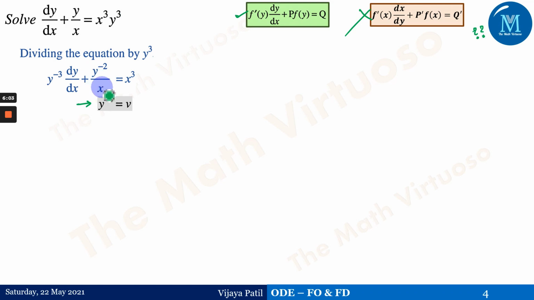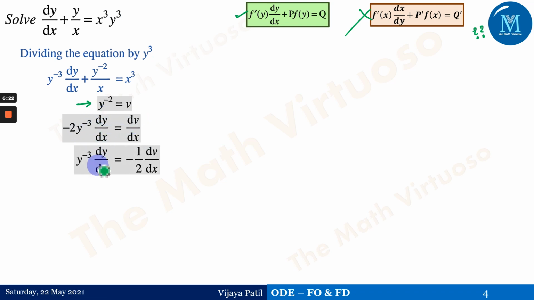So if you observe in this particular format, p is 1 by x and q is x cube, right? So this is y to the power minus 2 is equals to v, or you can say simply 1 upon y square is v, which gives us minus 2 y to the power minus 3 dy upon dx is dv upon dx. That is nothing but y to the power minus 3 dy upon dx can be replaced as minus 1 by 2 dv upon dx. So we will replace it in this particular equation here.